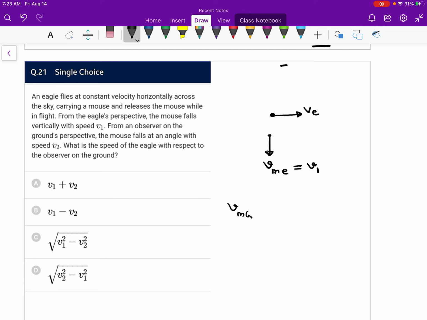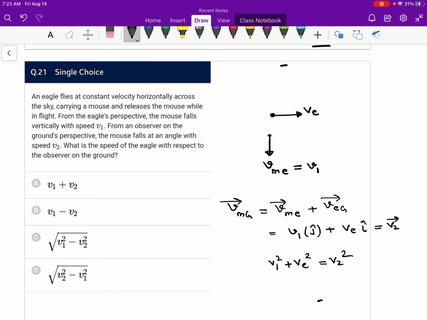So velocity of mouse relative to ground is velocity of mouse relative to eagle plus velocity of eagle with respect to ground. So velocity of mouse with respect to eagle is V1 downward, let's say take j cap, and velocity of eagle with respect to ground is VE i cap. Now this is given V2 vector. Okay, so V1 square plus VE square is equal to V2 square. So VE is V2 square minus V1 square under root. D is the correct option.